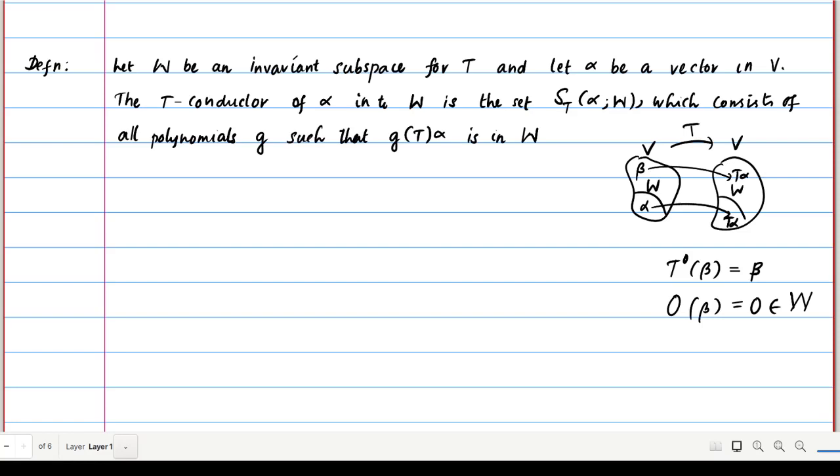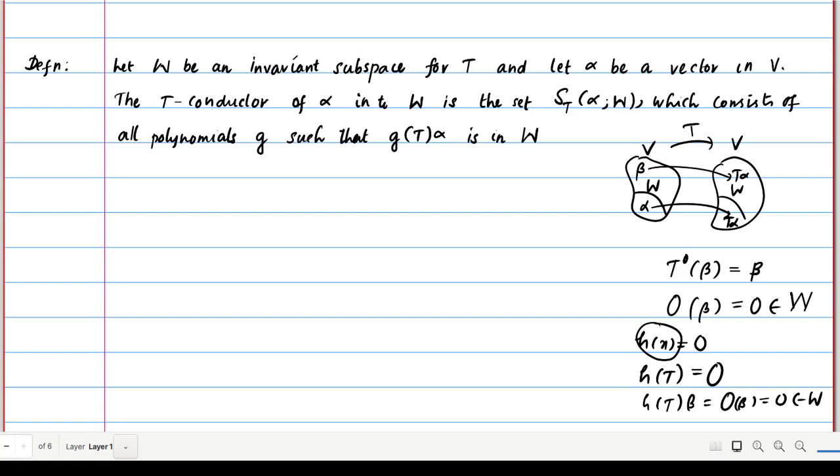So we have some polynomial. If you consider a polynomial, say h of x equal to the 0 polynomial, then what is h of T? h of T is the 0 transformation. Then h of T of beta is equal to 0 of beta, and 0 of beta is equal to 0, which is also in W. So even though this beta is not an element of W, some polynomial will help us find a linear transformation, that is h of T, which brings this beta to the subspace W.